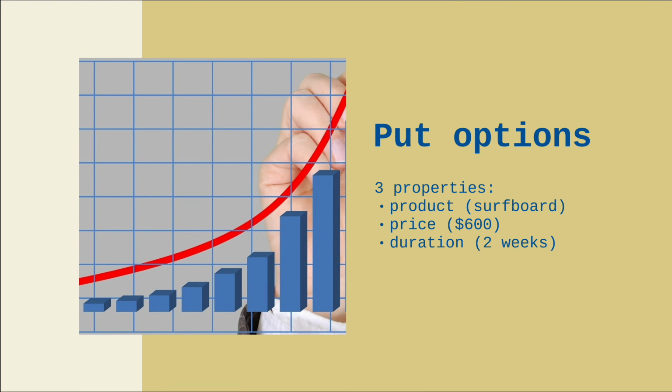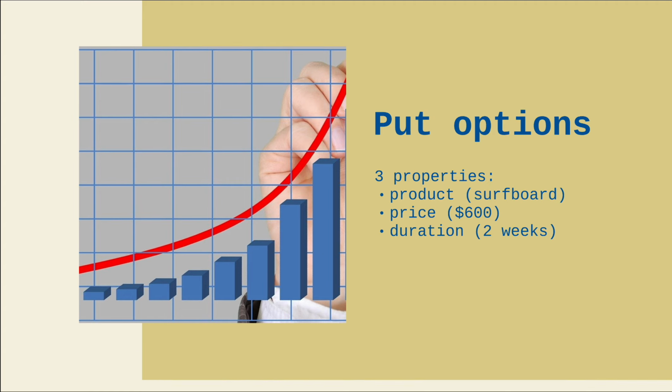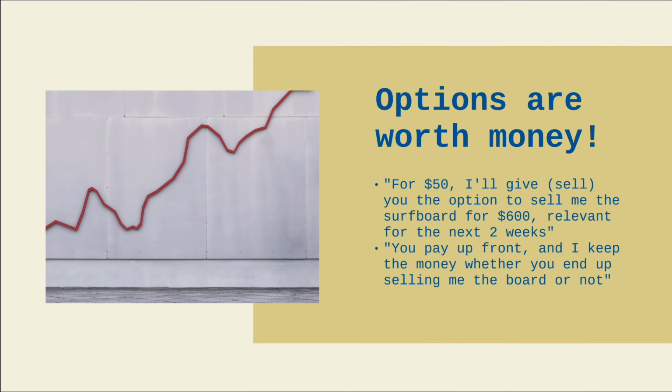The offer has three properties. The object, in this case it's a surfboard, the price, and the duration it's available for. Because if he doesn't want to sell in the next 2 weeks, I'll probably go buy a different surfboard because I want to go surfing and I want a board already. It sounds simple and understandable, doesn't it? So options on the stock market work the same way, except for one tiny difference.